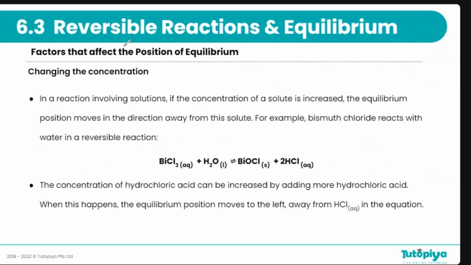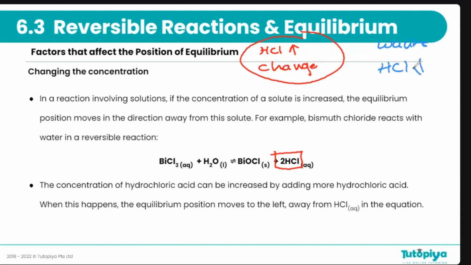Let's look at another example. What if the concentration of HCl increased? Now, this time, the concentration of a product increased. This is the change. This is our change. So what does the system want? The system wants to counteract this change. So the system will want to reduce the concentration of HCl. How can we reduce the concentration of HCl?